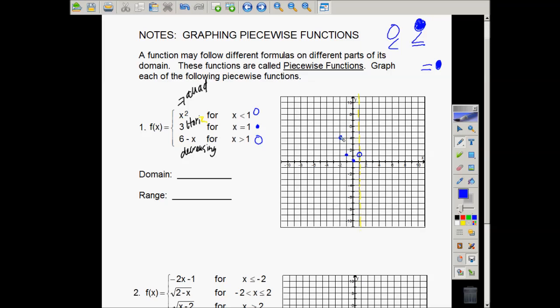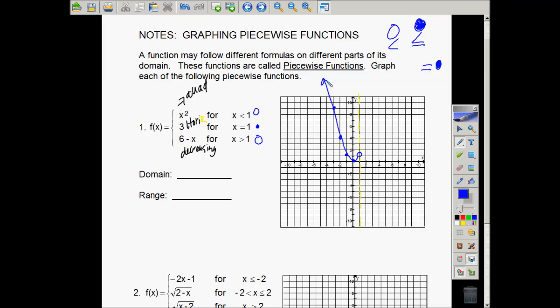I've only done x squared, and I'm plugging in x values to figure out where I go. Negative 3 squared is. Can I go any more? No. So I'm just going to connect. Quadratic is done.